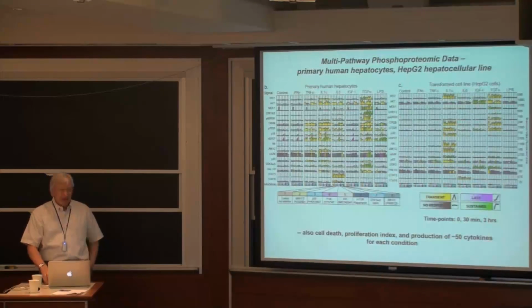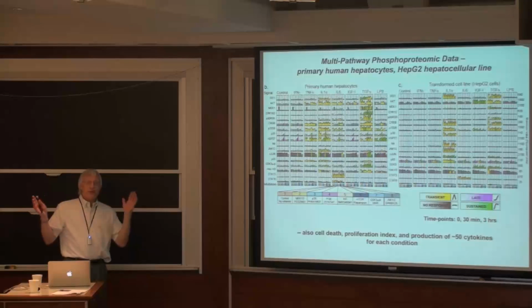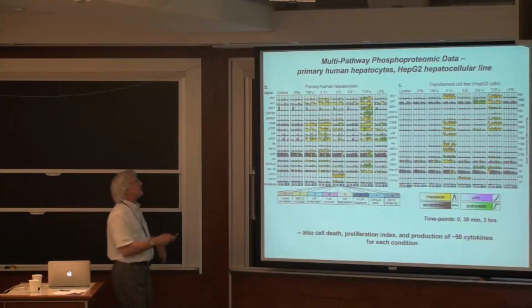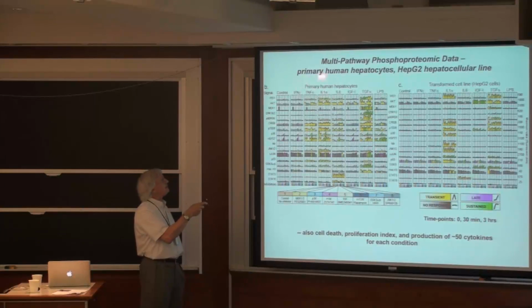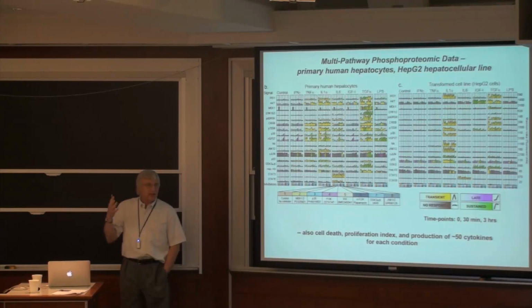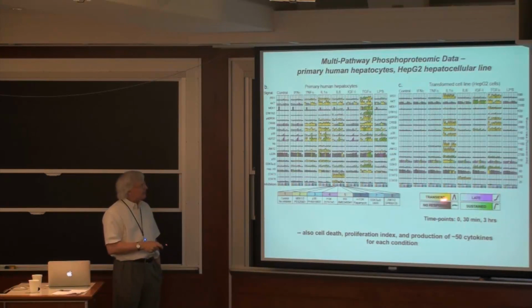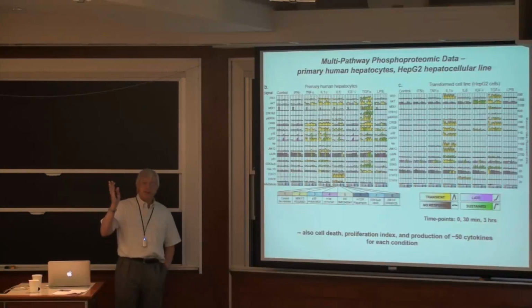Okay, so you generate data like we did for the embryonic stem cells. So let's just look at the left. This is primary human hepatocytes. Each of these columns is a different growth factor or cytokine treatment. We also put in pathway inhibitors, all the little tiny columns. And each one of these rows is one of the signaling activities. And so you can see whether they're transient or late or sustained or nothing at all. So you get this kind of data set.